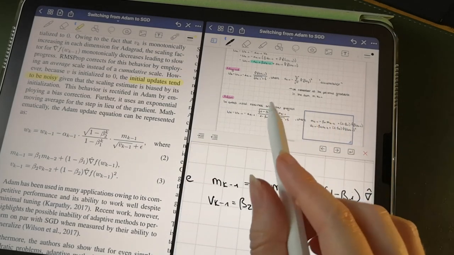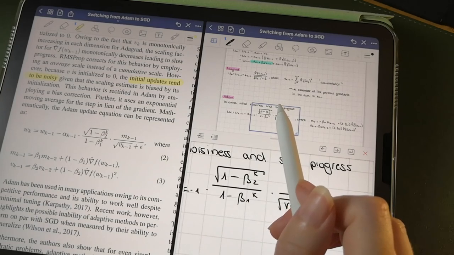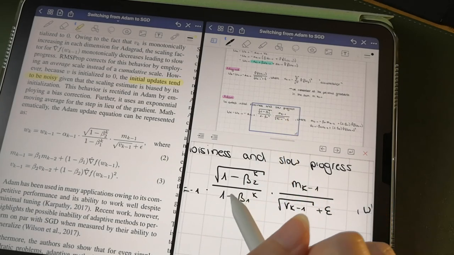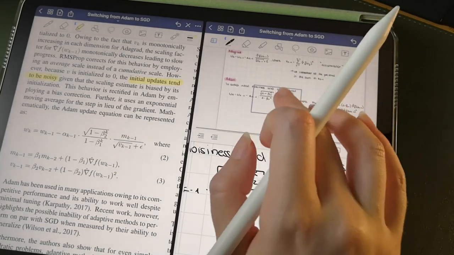So one of these is squared, the other is not. And also, we have this additional parameter here. Okay.